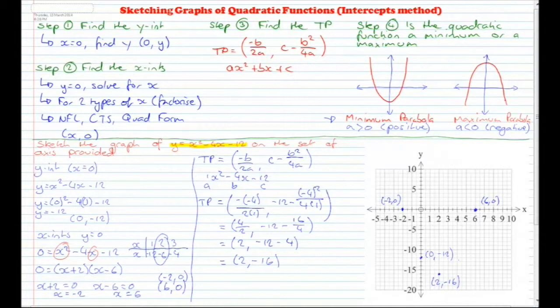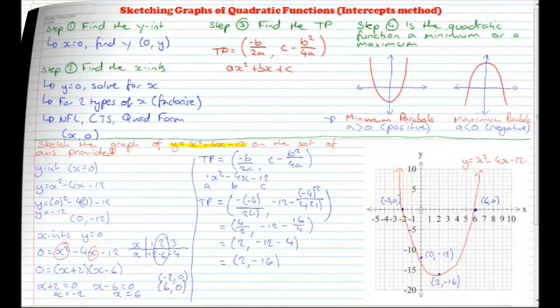So now all we need to do is go through and join the dots. So we come down through here, up, and like that. Remember to draw your arrows and write the equation of the line on it. So you get y is equal to x squared minus 4x minus 12.